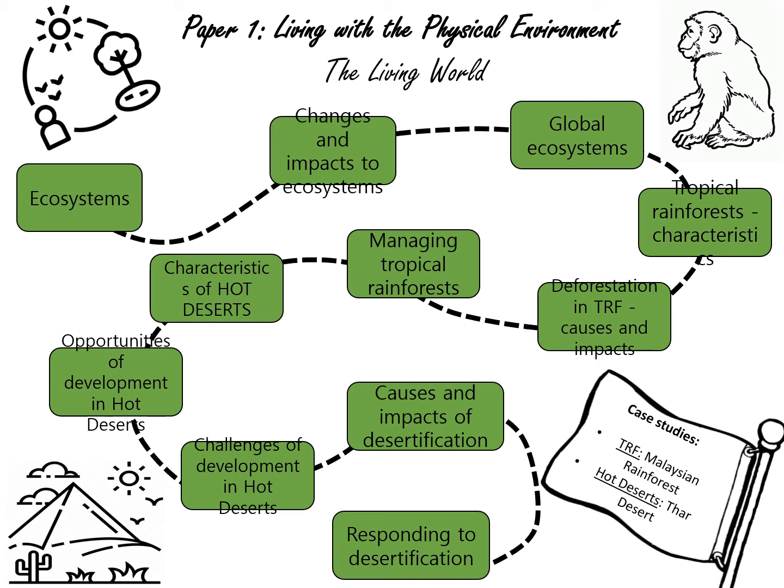Okay, Year 10. So we are carrying on with our topic, the living world, which is part of paper 1. And in the next couple of lessons, we're going to be looking at tropical rainforests and the characteristics within them. So we're going to be focusing mostly on the climate, and we're going to be looking at climate graphs to help us do this.